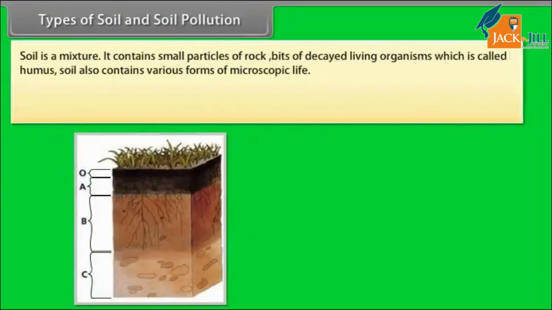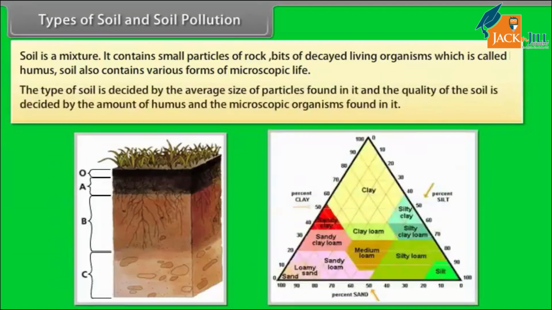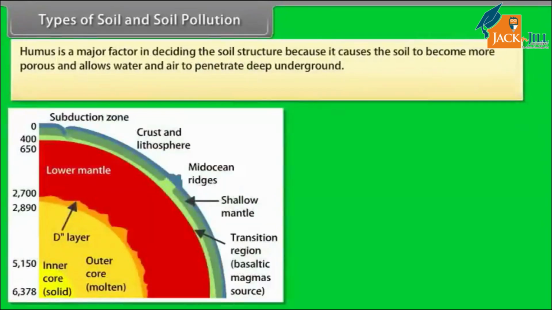Soil is a mixture. It contains small particles of rock, bits of decayed living organisms, which is called humus. Soil also contains various forms of microscopic life. The type of soil is decided by the average size of particles found in it, and the quality of the soil is decided by the amount of humus and the microscopic organisms found in it. Humus is a major factor in deciding the soil structure because it causes the soil to become more porous and allows water and air to penetrate deep underground.